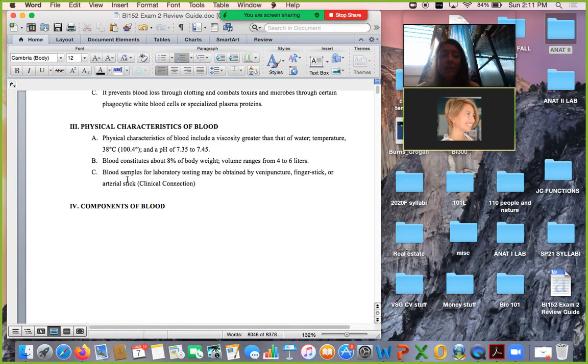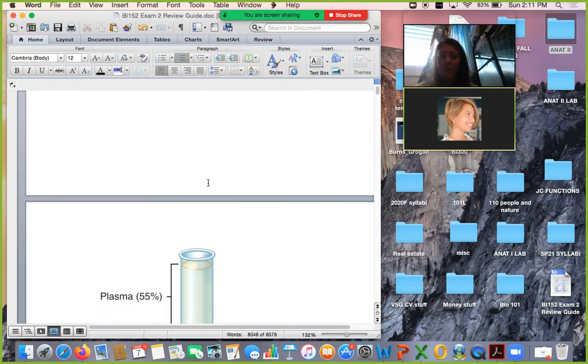So talking about the physical characteristics of blood, it's about 8% of all of your body weight, and the volume is approximately 4 to 6 liters in an adult. It has a greater viscosity than water, and generally the temperature is about 38 degrees C, so that's a little bit warmer than body temperature, about 100.4. It has a pH of approximately 7.3 to 7.4, and it really doesn't vary very much from that. It has a really nice buffer system, the bicarbonate buffer system, that keeps that pH nice and steady.